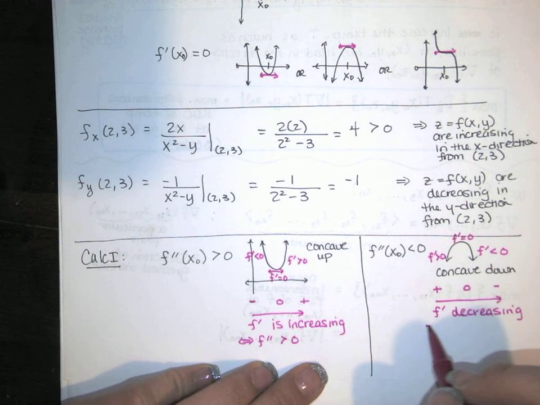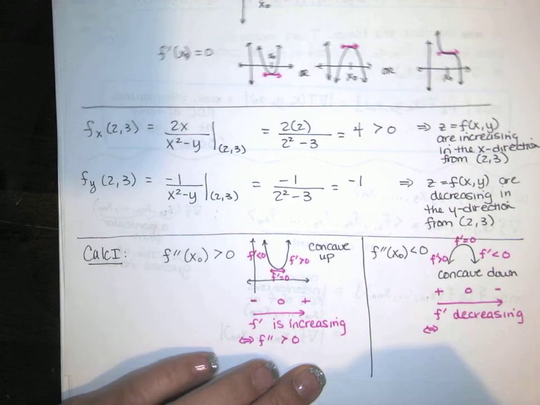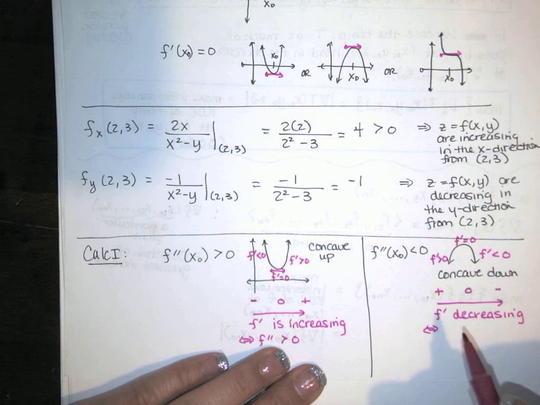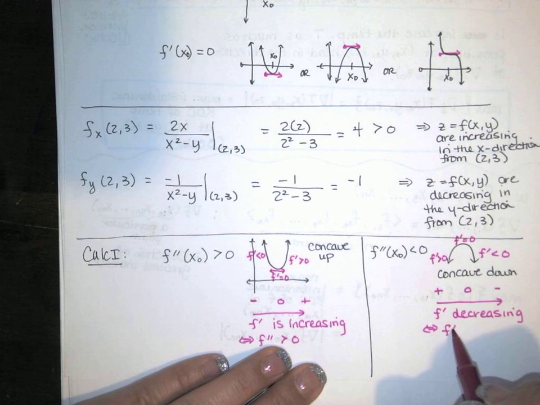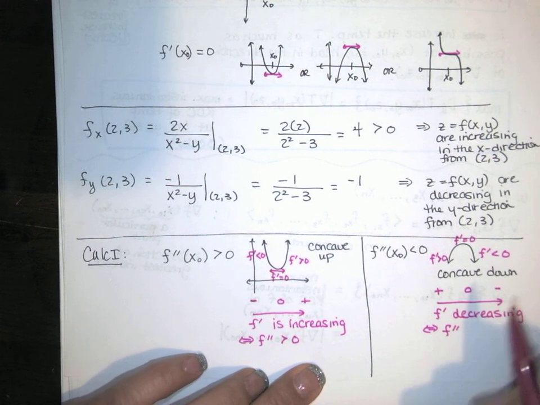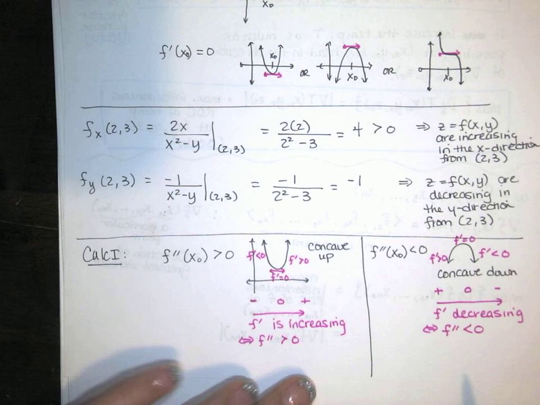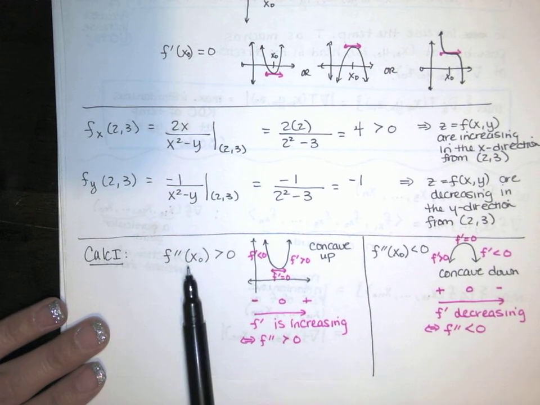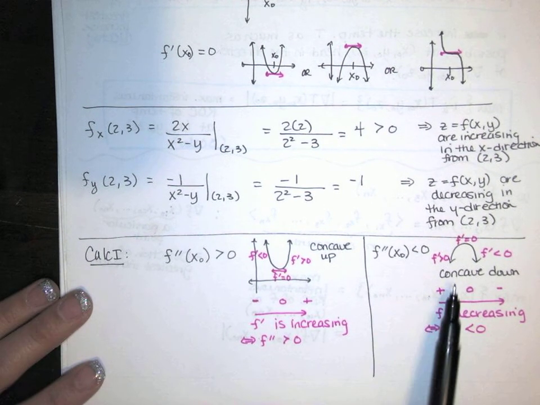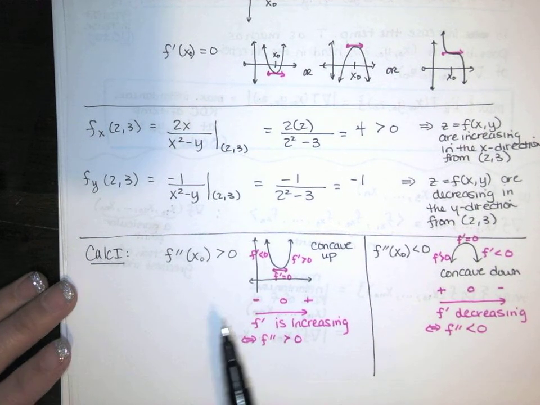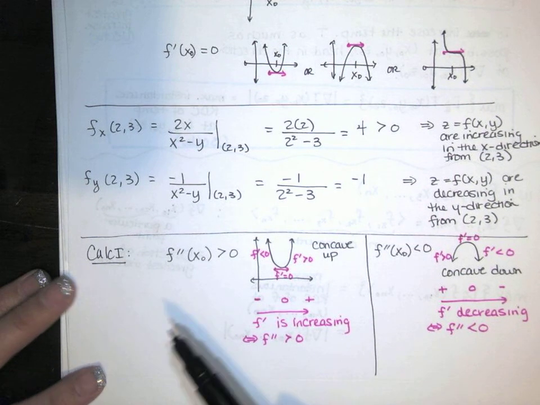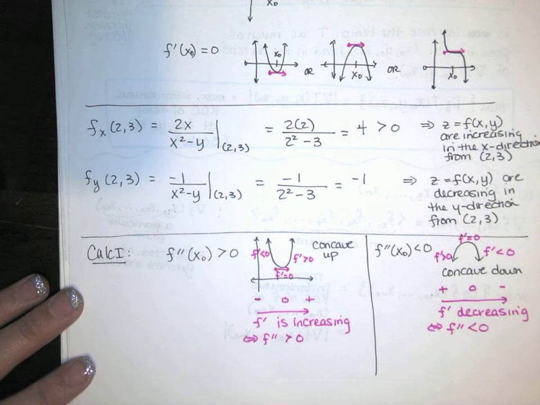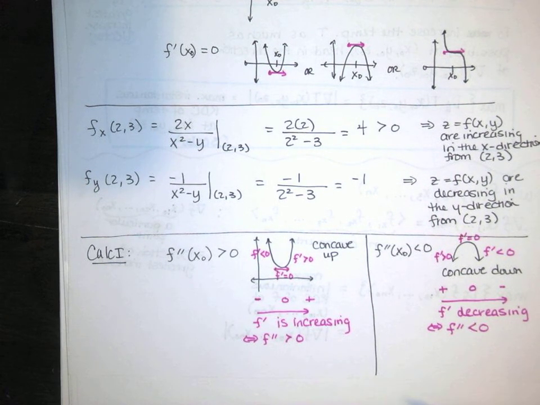And f double prime is the rate of change of f prime. So it's the rate of change of the rate of change. So if f prime is decreasing, that means f double prime must be negative, because when something is decreasing, its derivative is negative. Okay, so concave up looks like this, concave down looks like this. If you have a second derivative that is 0, usually you're switching between concave up and concave down. I'm not going to worry about that picture.